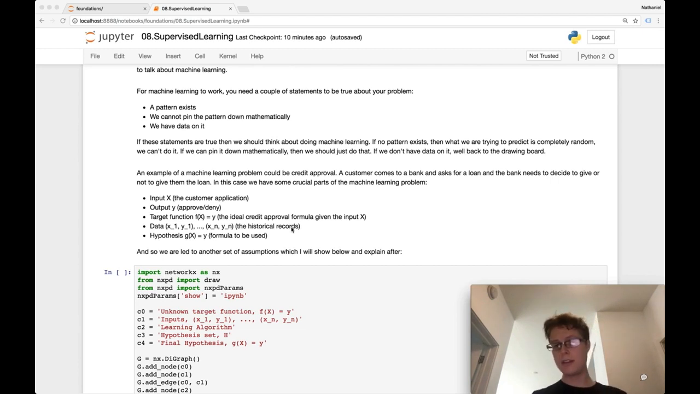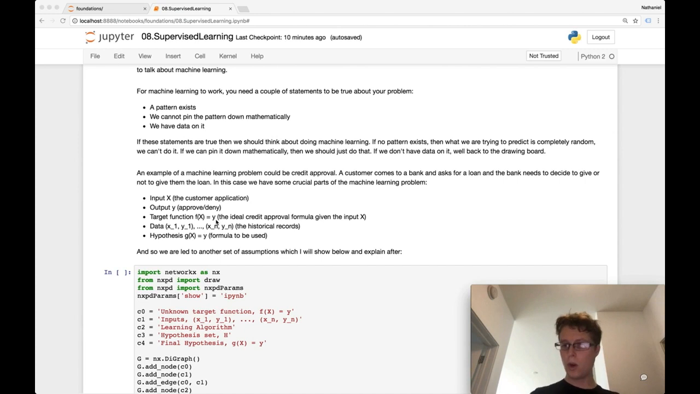So there's lots of parts to this. One part is the input X. This is the customer application, so it's all the information you know about the customer. The output is going to be binary. It's either approve or deny. That's it.